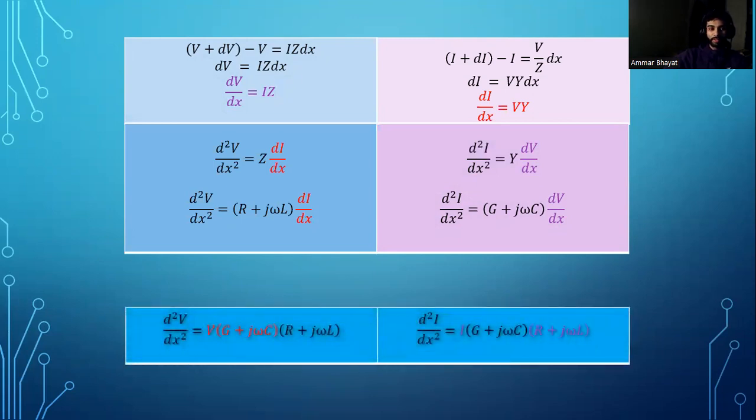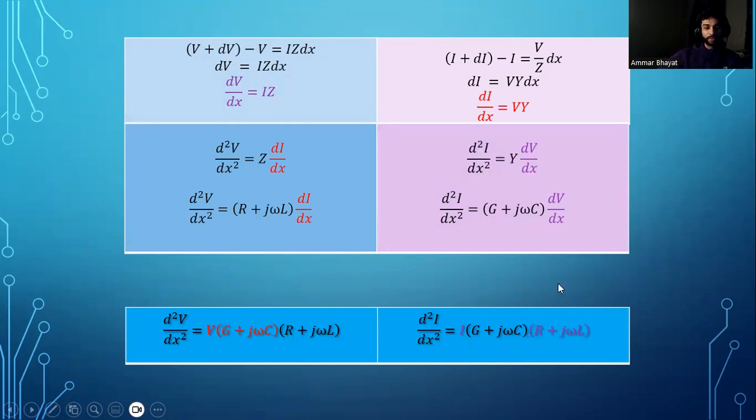So we're going to end up with these two equations right here. Let's take a look at our voltage equation first. We have the second derivative times this bracket times dI by dx. Well, we already know what dI by dx is. It's just V times Y, and we know what Y is. It's just G plus j omega C. So in red, we have that expression right there. And analogous for our current, we have I times Z. We have our current in purple, and we have the Z, R plus j omega L, right there.